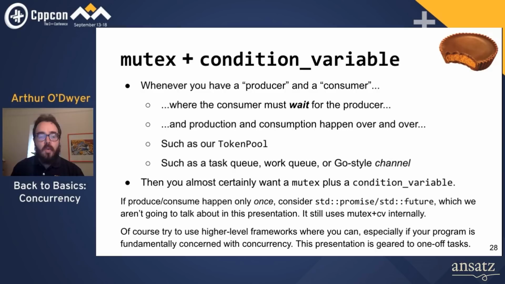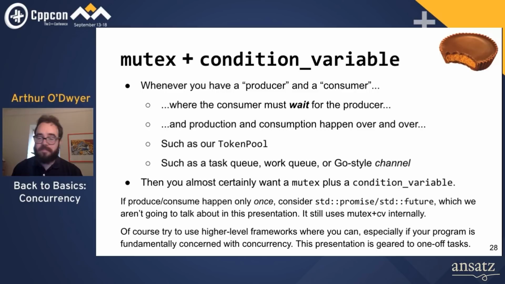Of course, if you can use something like threading building blocks, Intel TBB, for some applications maybe you want to use ASIO type things. There's all sorts of libraries out there, especially if your program is fundamentally concerned with concurrency. Again, this presentation is geared to people who are just getting into concurrency, who maybe have a one-off task that requires using a mutex correctly. If your program is fundamentally concerned with multi-threading, you're going to need a bigger boat.